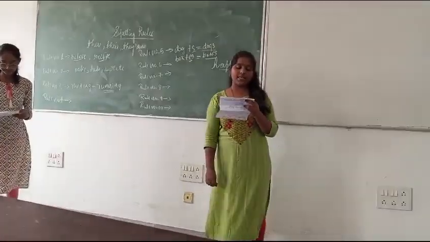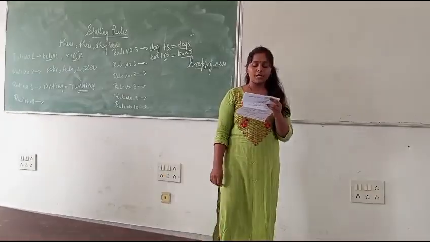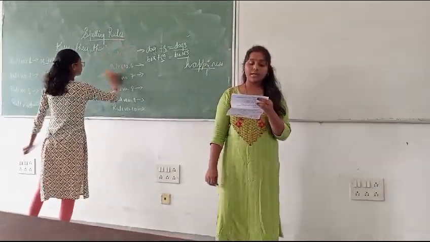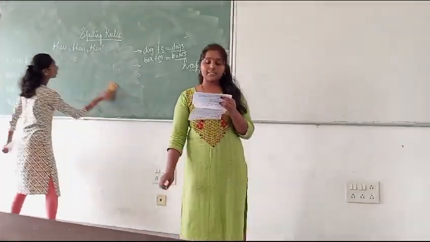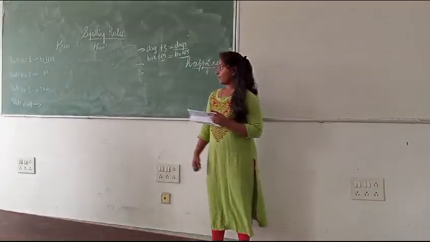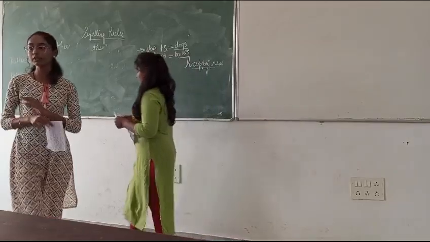Rule number 9, silent letters. Letters that are not pronounced in a word. For example, in knife, K is silent. In hour, H is silent. So these were all about the spelling rules.